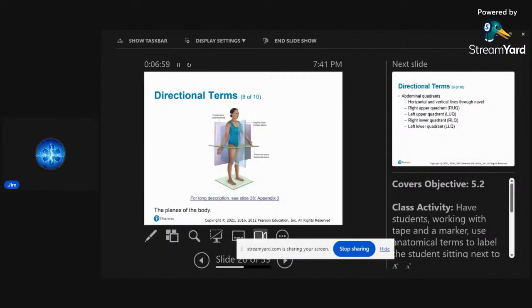Here are some of the different body planes that you should know. We don't really use the planes too much to describe, but it's nice to know where they are. So if you want to take a minute to look these over, you can always pause the video at any point and look at any of these things that we're talking about, or you can always rewind and go back.